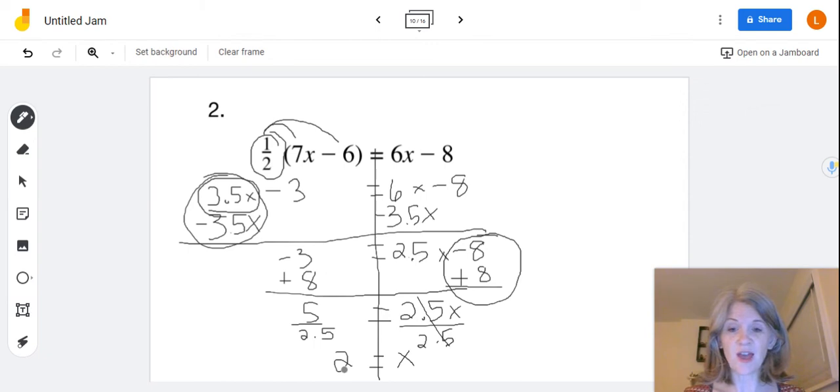You could substitute that number 2 back into the original equation, and that will help you see that it is, in fact, correct. It gives you a true statement.